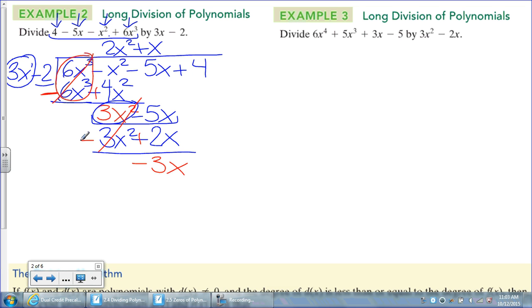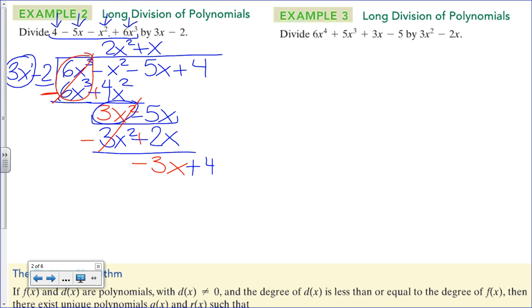Bring down the 4, and that will be positive 4. Okay, and then, Oleg, what is x? Okay, and how do we find that one? So you have the difference between 3x and negative 3x, so that would be negative 1. Okay, so not the difference, but the division or the quotient, right? So negative 3x divided by 3x, and what do you say that was? Negative 1. Okay, and that goes up here as the next term of the quotient.